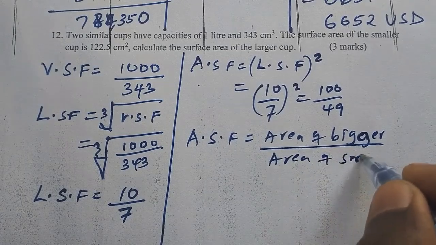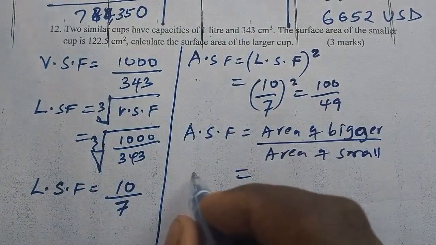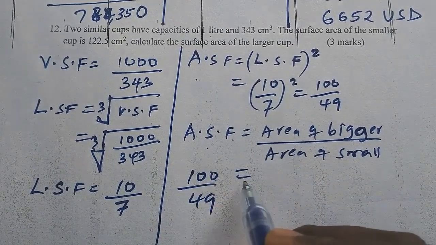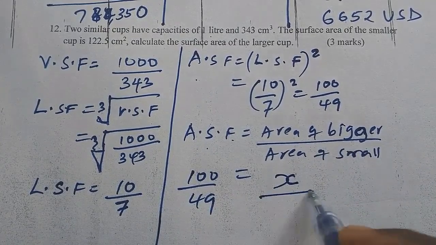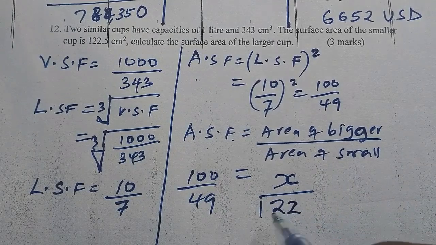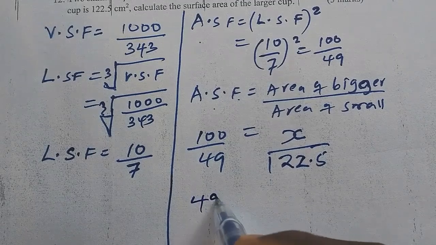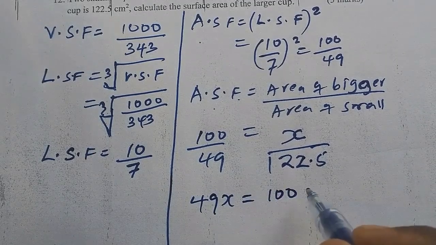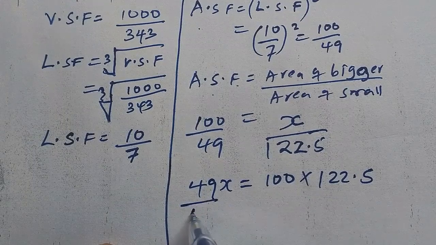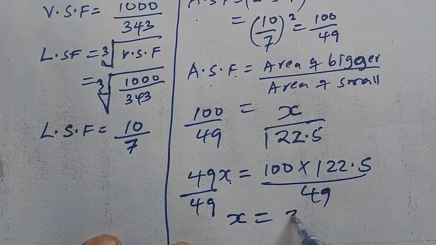We know that. But we have been given the area of the smaller one. So 100 over 49, which is the area scale factor, is equal to the area of the bigger that we don't have over the area of the smaller, which is 122.5, right? So we cross multiply. We have 49x is equal to 100 times 122.5. We divide by 49, we need x. And you realize that x is equal to 250 centimeters square.